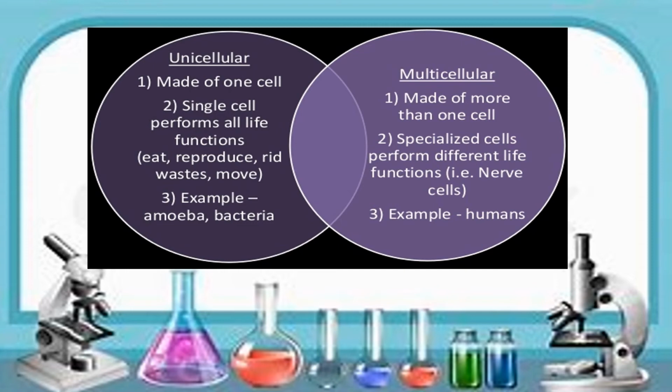Now for the multicellular, made of more than one cell. Again, it is made of more than one cell. It has specialized cells that perform different life functions. For example, the nerve cell. In humans, you can find nerve cells which perform different life functions. Okay? So that is their difference. Unicellular: a single cell performs all life functions, but in multicellular, cells can perform different life functions. Okay, so try to remember.